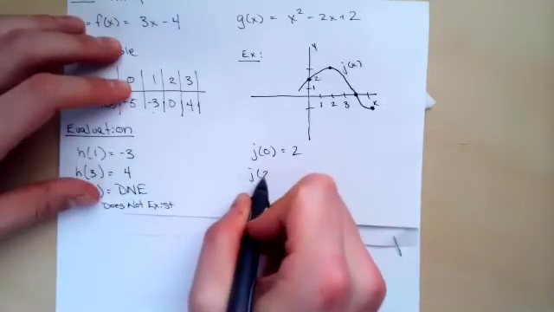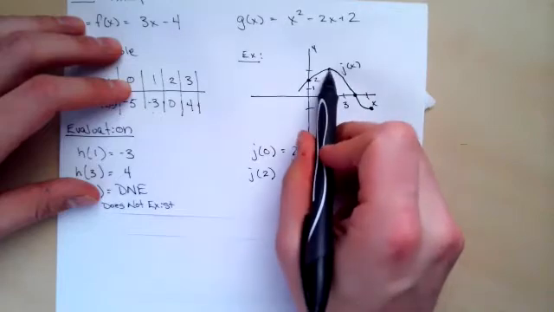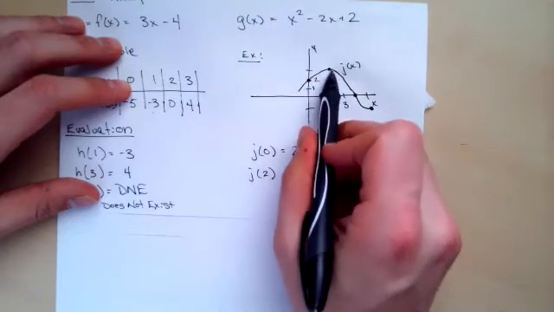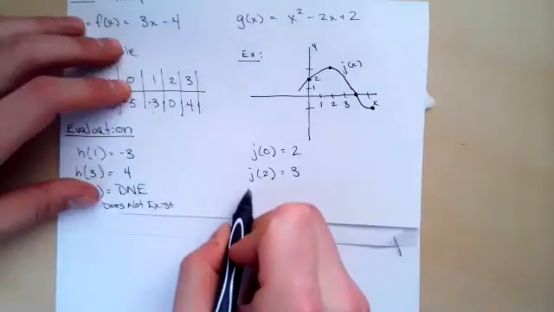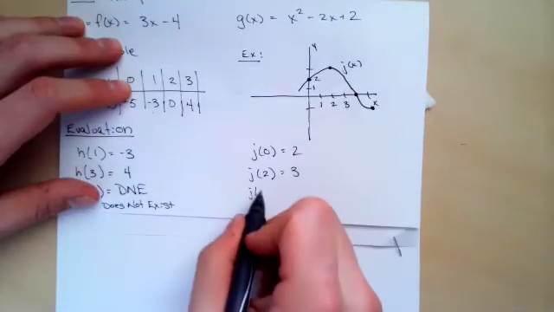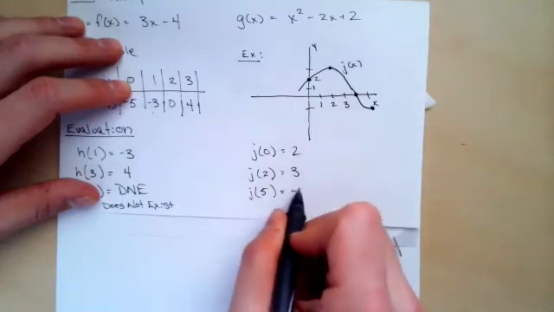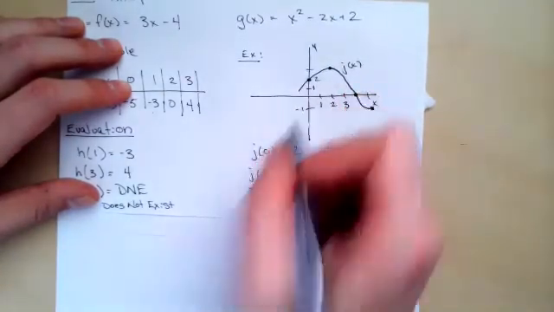j of 2, I go to 2 on the x-axis up, and my y value corresponding to that is 3. And likewise, let's see, what other points did I include? 1, 2, 3, 4, 5. So j of 5 gives us a negative y value of -1.